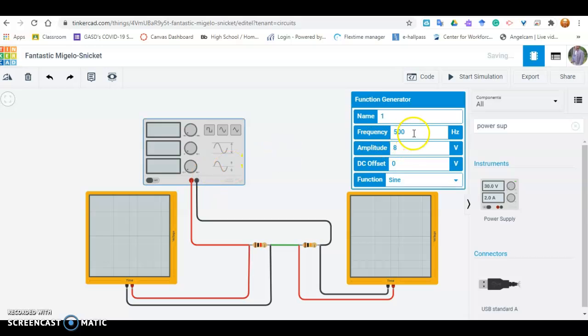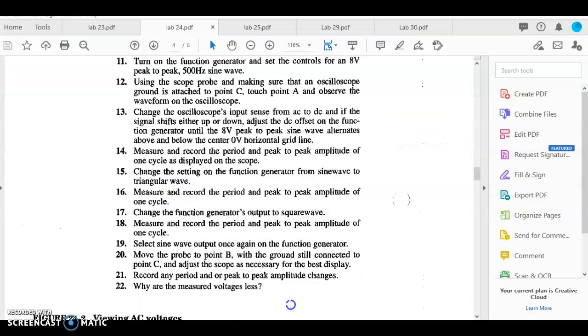That function generator is set at a frequency of 500 hertz, an amplitude of 8 volts peak to peak. We have our DC offset set at 0, so our sine wave is going to be splitting the difference on the midline on the oscilloscope here, and our function is a sine wave that we're putting across this. This information is directed in your lab sheet, looking at the Lab 24 lab guidelines. On step 11 there, set your function controls 8 volt peak to peak, 500 hertz sine wave.